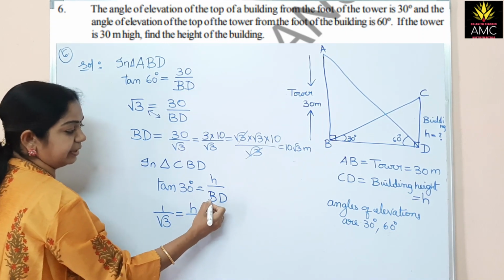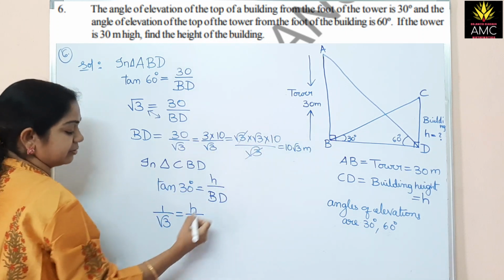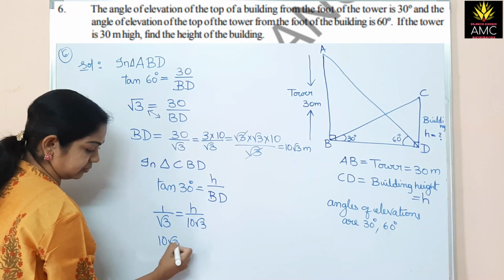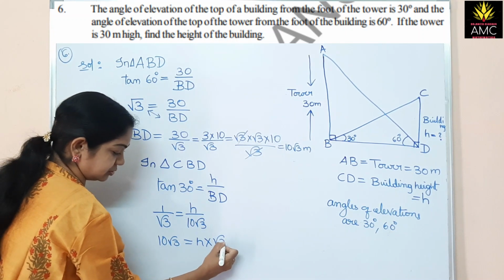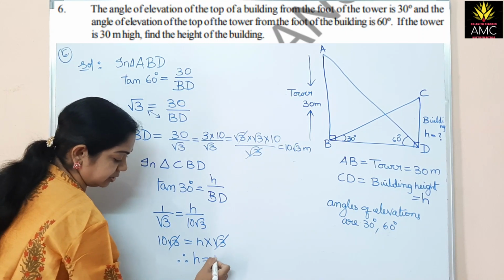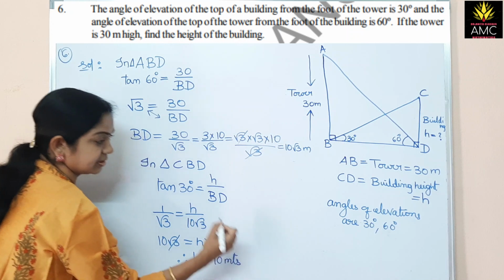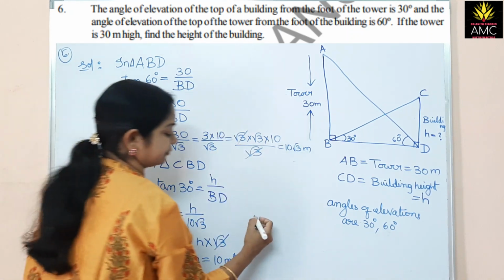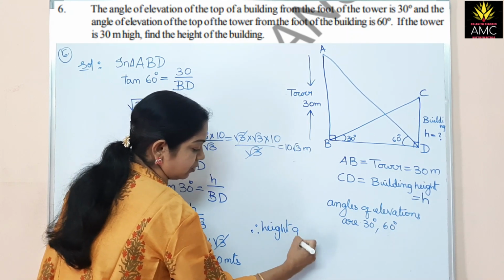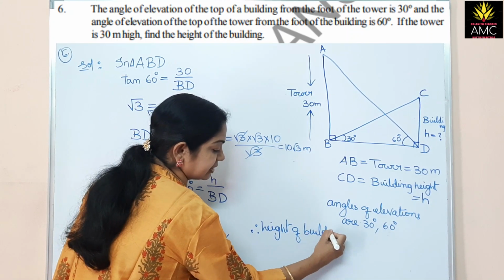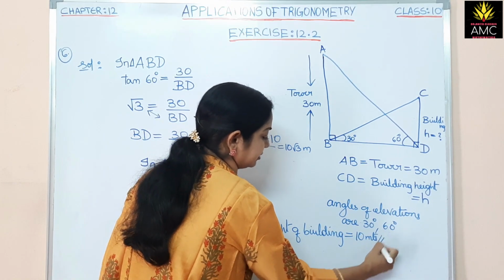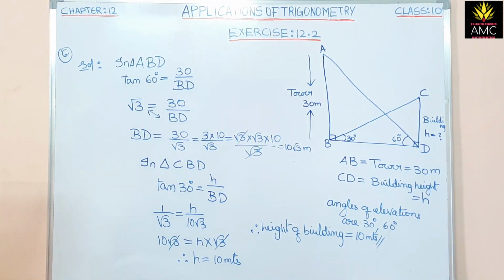H we need to find. BD value we got as 10 root 3. So just cross multiply: 10 root 3 is equal to H into root 3. So on both sides root 3 gets cancelled. Therefore, H is equal to 10 meters. Now what is H? H is nothing but the height of the building. Therefore, the height of the building is 10 meters. Quickly pause the video and note it down.